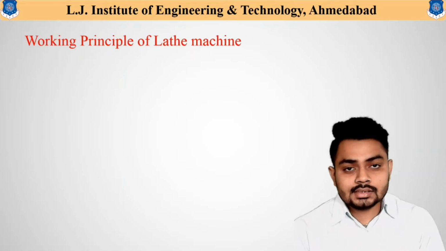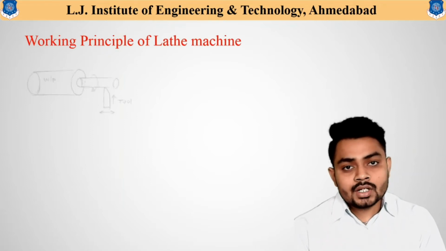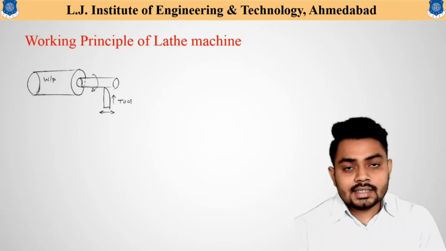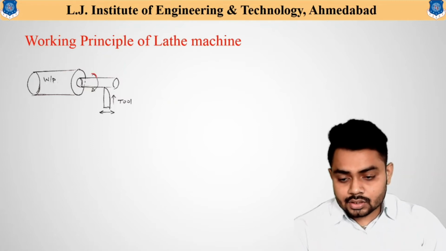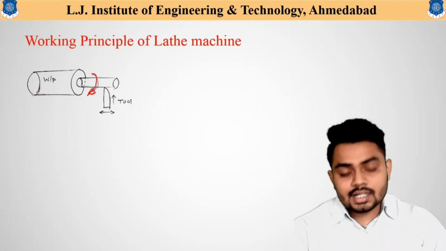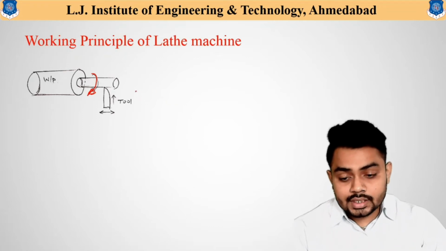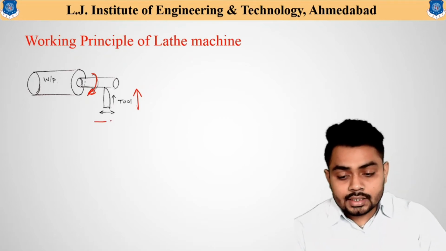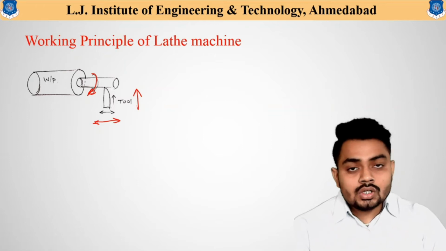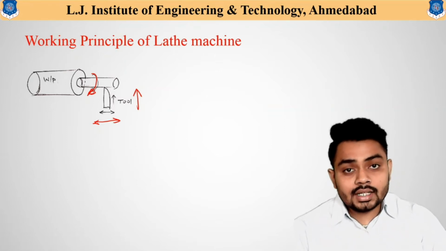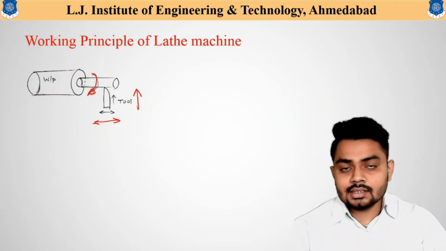The first one is the workpiece which we want to machine, and the second one is the tool which helps us remove the material from the workpiece. In normal cases, as you can see here, the workpiece is rotating or revolving about a certain axis, whereas the tool is fed toward the workpiece, or it may be moved in a linear direction away from or towards the workpiece. These are the basic motions required to carry out the machining operation in a lathe machine.